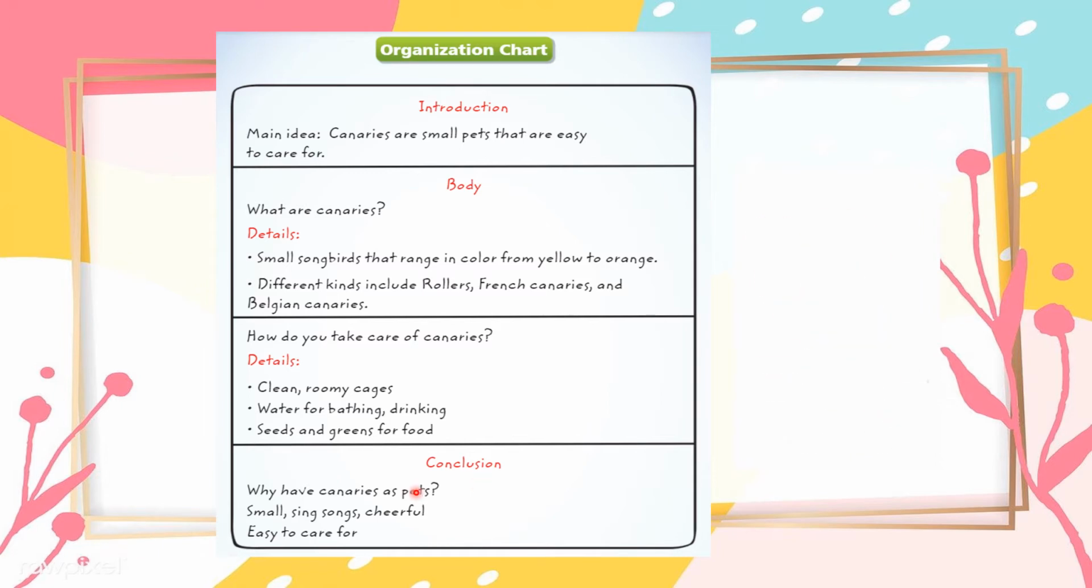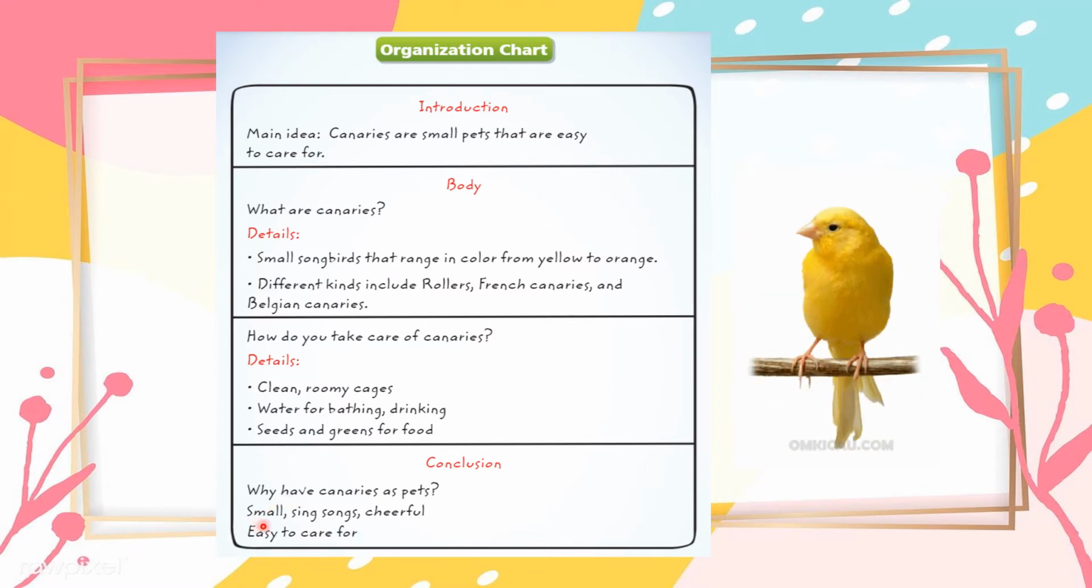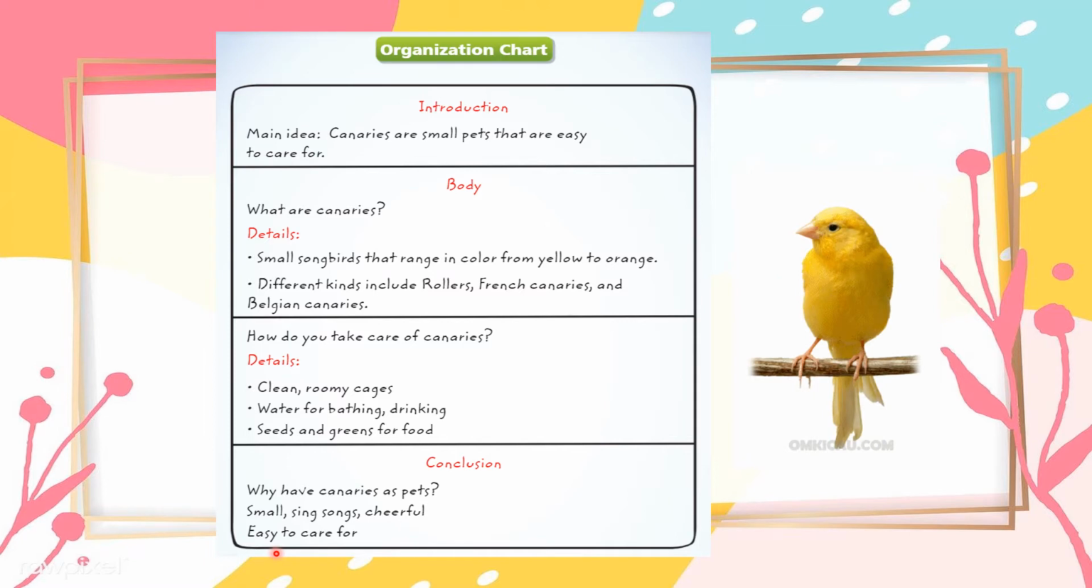Last is conclusion. So you have to answer the question, for example, why have canaries as pets? And reasons for that might be because they're small, meaning they're easy to take care of, they sing songs, they're very cheerful, and they're easy to care for.